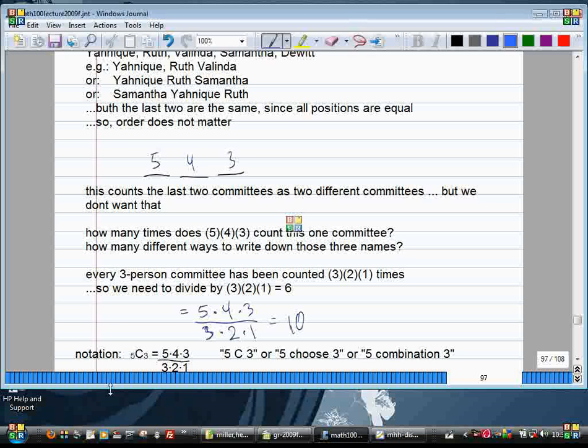Now I went through that whole big long explanation so you could see why there needed to be some kind of divide. When order does not matter, you counted committees extra, so you need to do some kind of dividing to adjust.